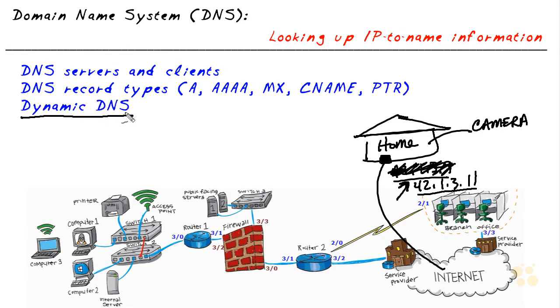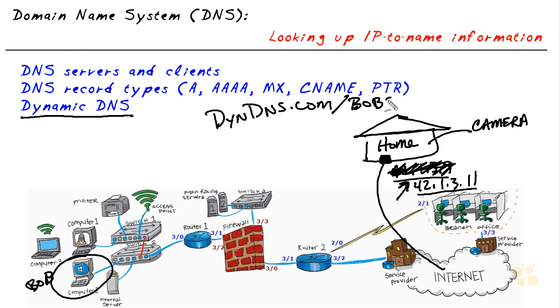And the reason it's called dynamic is because we can have a moving IP address still mapped to a single name. For example, and we'll go ahead and give this user a name, we'll say it's Bob. Bob could go out to a company, for example, DNS.com is one of them. And what Bob could do is he could register under that domain. So for example, maybe he gets dns.com/Bob's house.